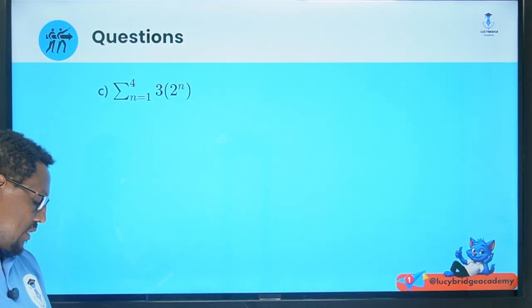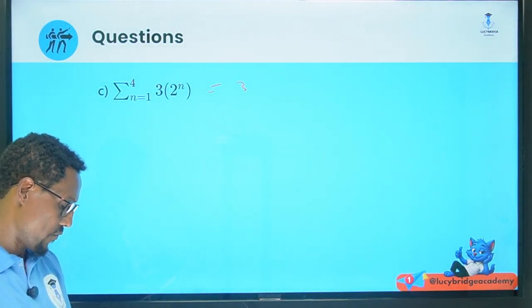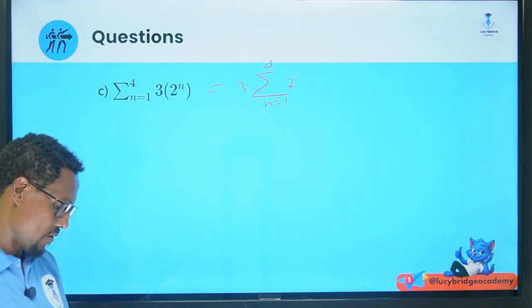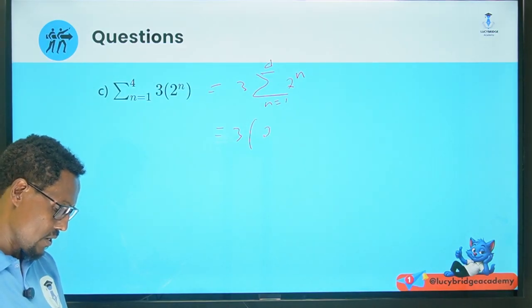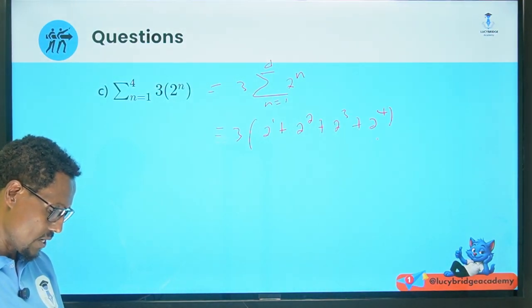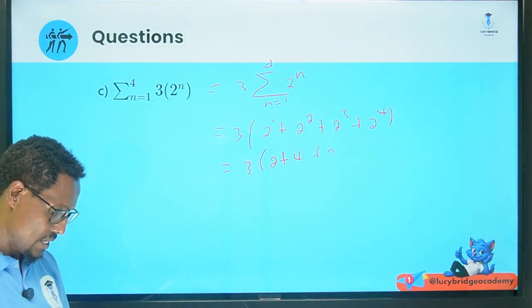Okay, next question, look at this one. It can be written in the form of 3 times the summation of 2 to the power of n, where n runs from 1 up to 4. This means 3 times 2 to the power of 1 plus 2 to the power of 2 plus 2 to the power of 3 plus 2 to the power of 4, okay? Which means 3 times 2 plus 4 plus 8 plus 16, which is equal to 3 times, how much is it?